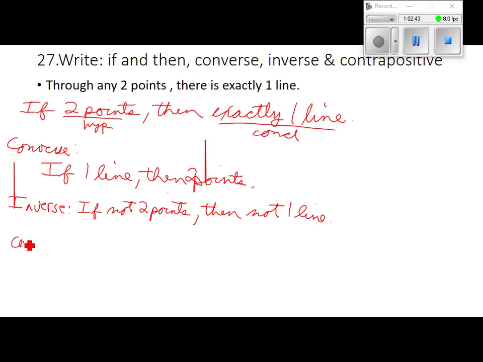What's the contrapositive do to a statement? Switches and negates. So what's it going to say? If not one line, then not 2 points.